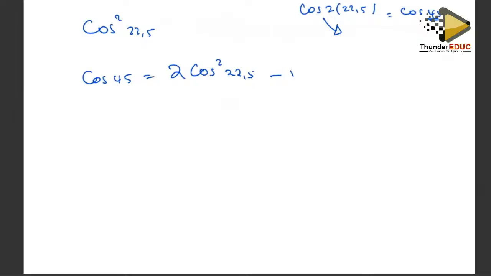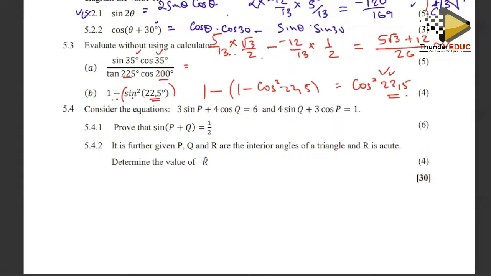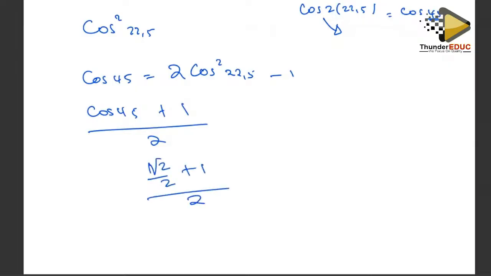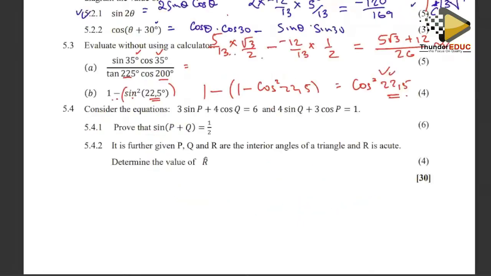Okay, the question is asking for the value of cos squared of 22,5. So I'm going to move this one to that side. So it's the cos of 45 plus 1 divided by 2. Cos of 45 is 1 over root 2, or root 2 over 2, plus 1, divided by 2. We can simplify this further, which will give you root 2 plus 2 over 4. That becomes our final answer.